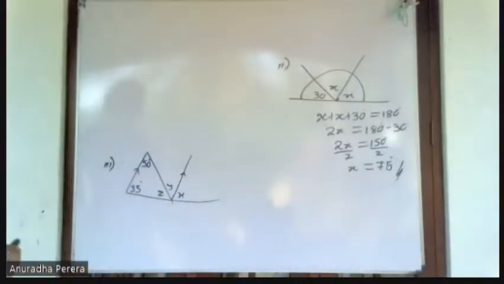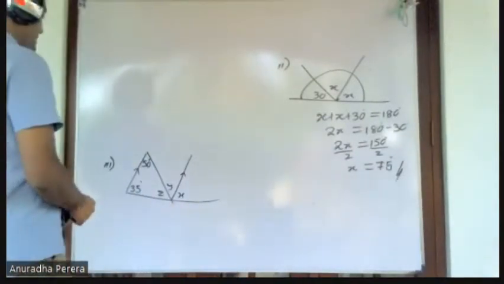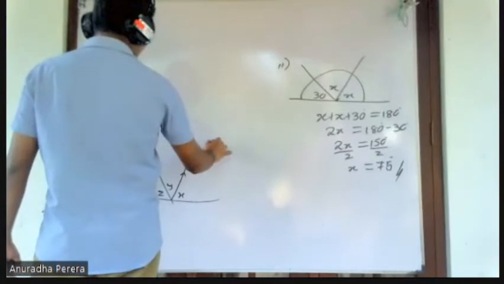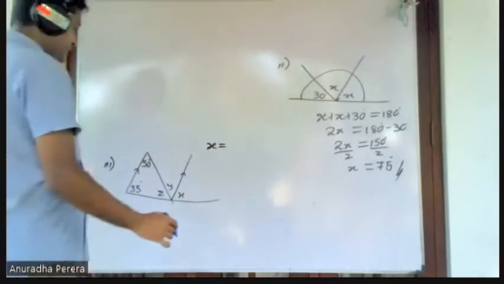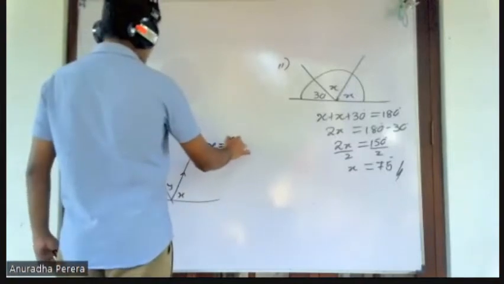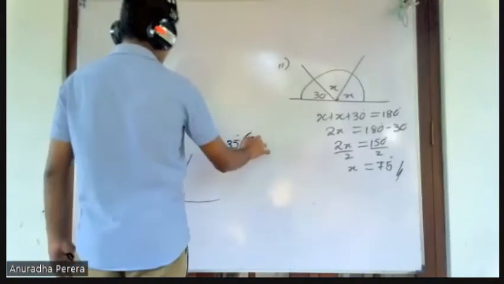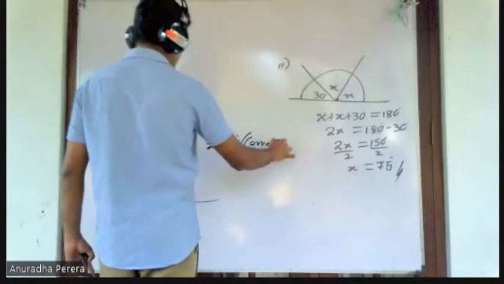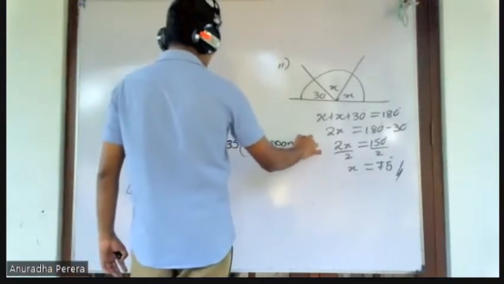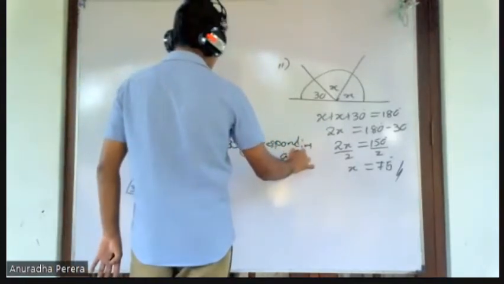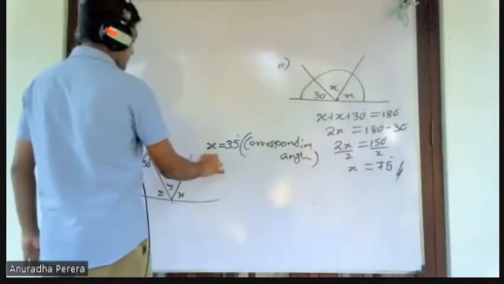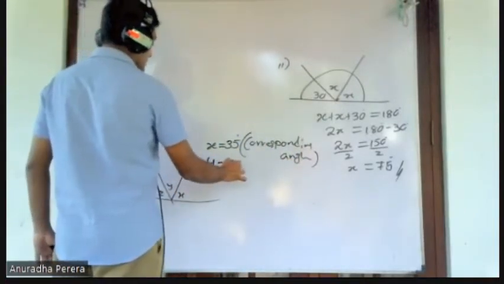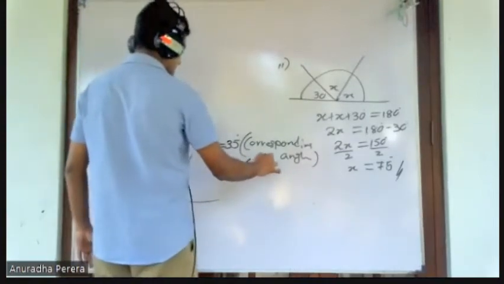Next one. What is x? 35 degrees. The reason: corresponding angles. And what is y? 50 degrees. Alternate angles.